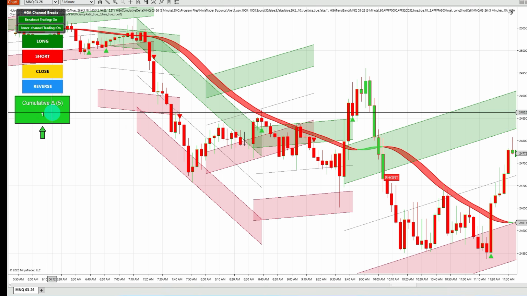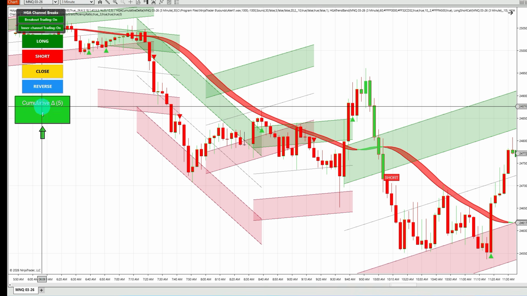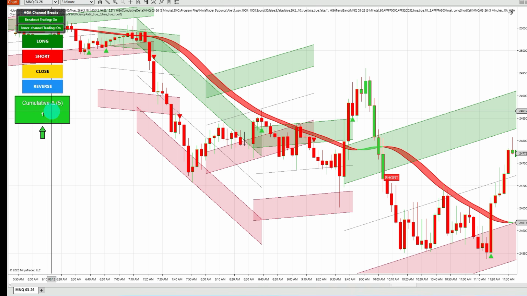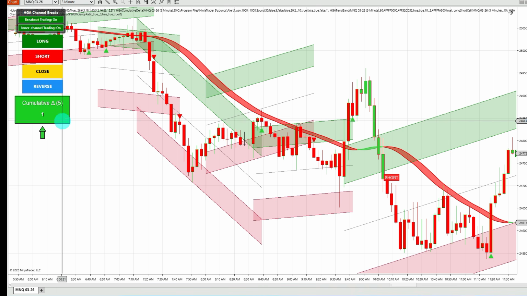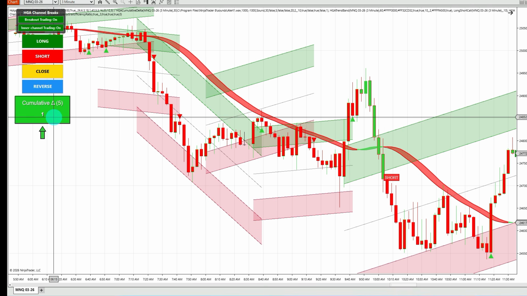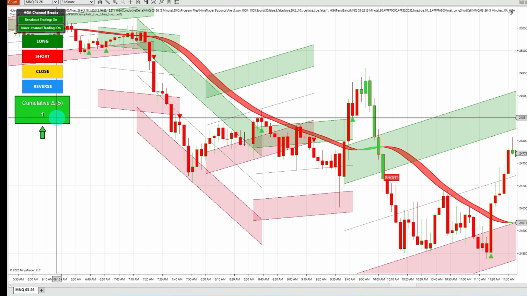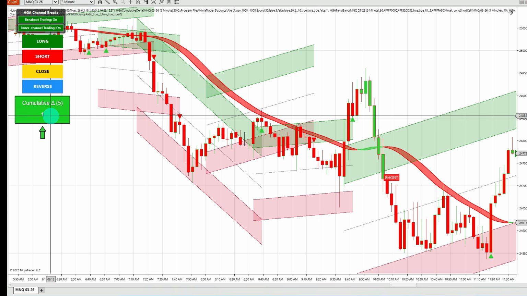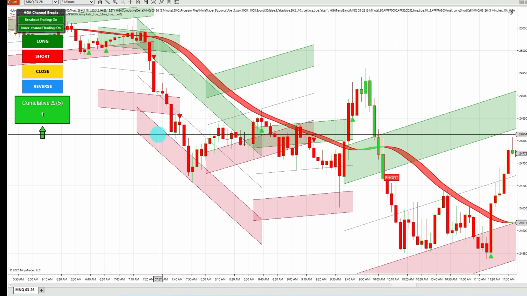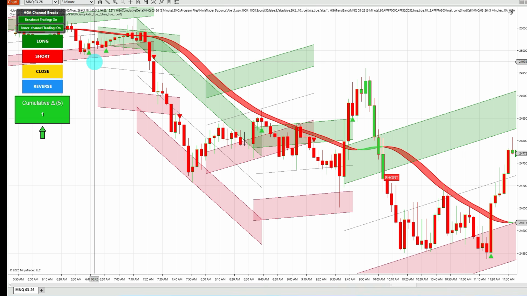The other thing we're using is the cumulative delta. Since I'm recording this without data running, you're not going to see it, but in a normal market this runs tick by tick, and this delta is the imbalance, or the difference, between the buyers and the sellers. If you're going to take a long, you want as many buyers going in as possible.